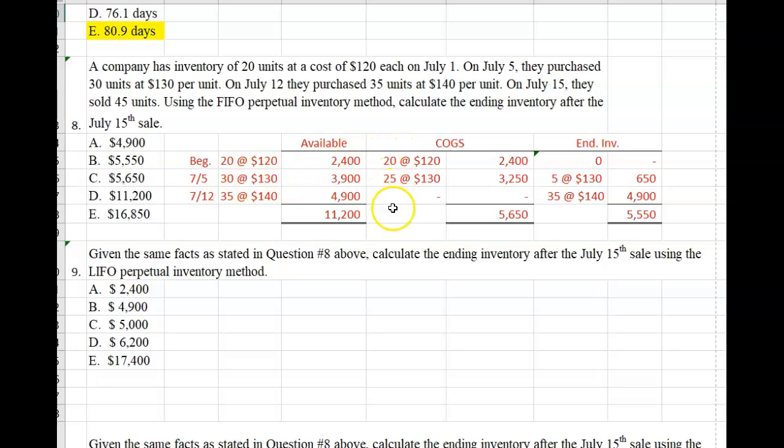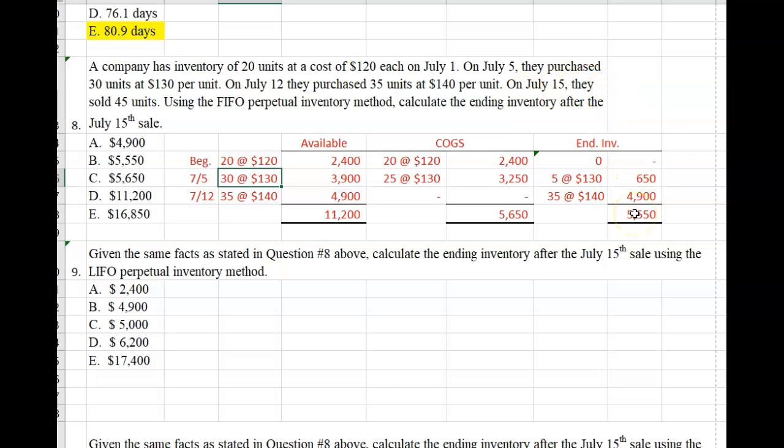Then to equal the 45 units that we sold, we needed the cost of an additional 25 units. And I could take that full cost of $130 each out of the July 5th layer because there were 30 units in that layer. So if 25 of them were sold, then 5 of them were not sold. So 25 times 130 is $3,250 cost of goods sold. Add up the total cost of goods sold and you calculate 5,650 of cost of goods sold.